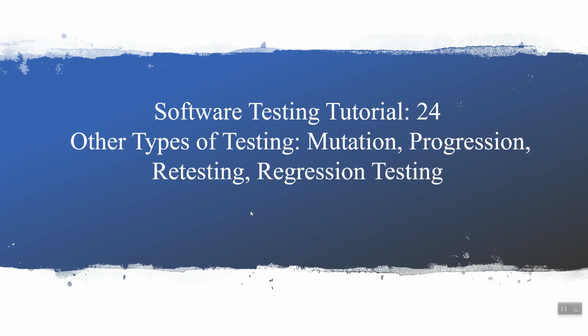In our previous tutorial, we have seen the different system testing types like functional and non-functional. Some of the types are not covered in that tutorial, which I will be covering here. Those are mutation testing, progression testing, retesting, and regression testing.